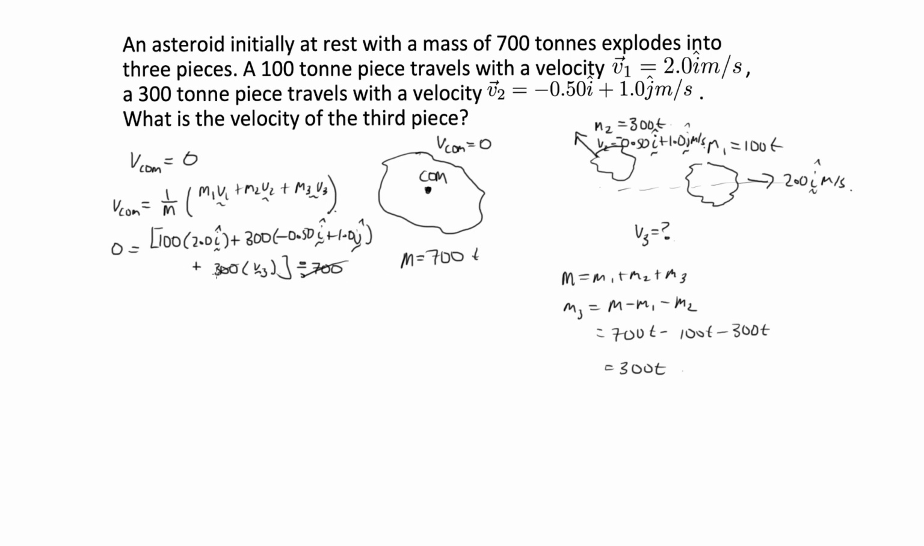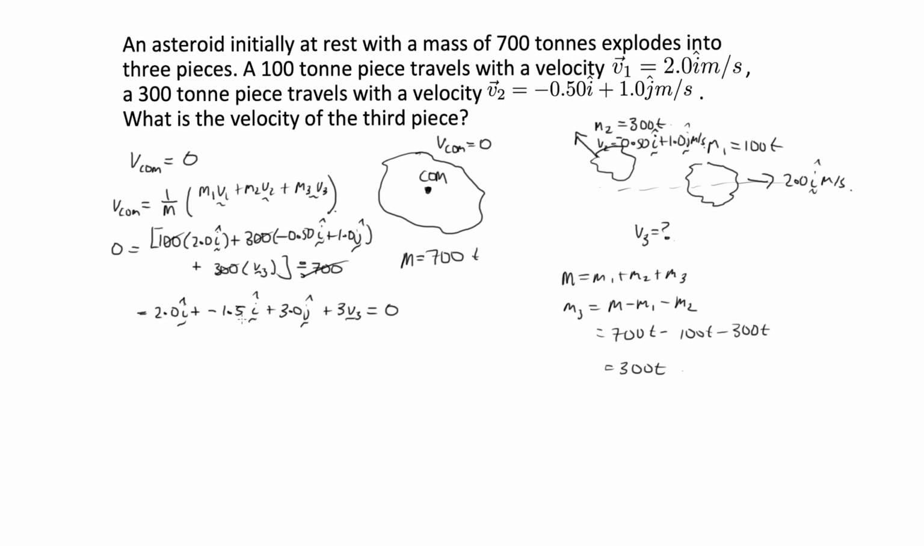I can now divide by 100 to try and make it a bit simpler. So now I've got 2i plus 3 times minus 0.5, so that's minus 1.5i, plus 3j plus 3v3 is equal to 0.